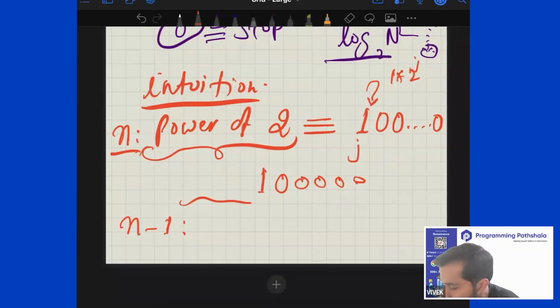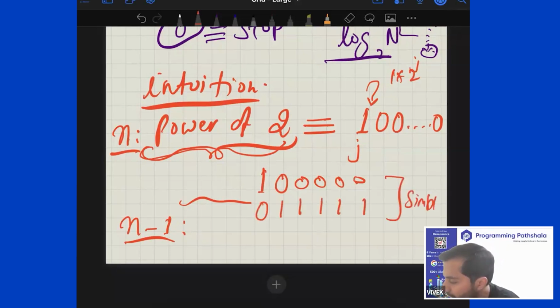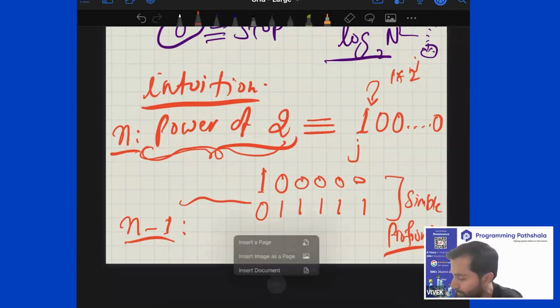Given that n is a power of 2, how will the binary representation of n minus 1 look like? Yeah. So it will be 0 followed by everything 1, 1, 1, 1, 1. And this is a very simple but very profound observation which you should keep at the back of your mind. And I'll explain, don't worry about it.